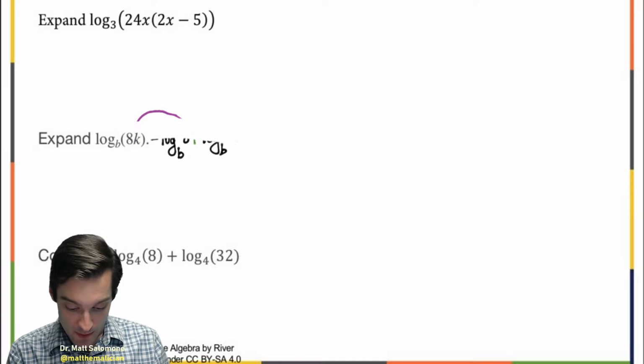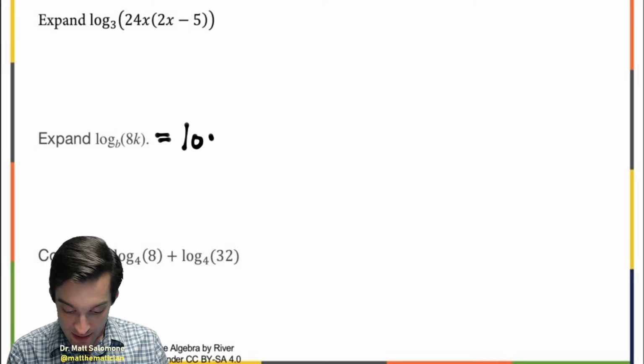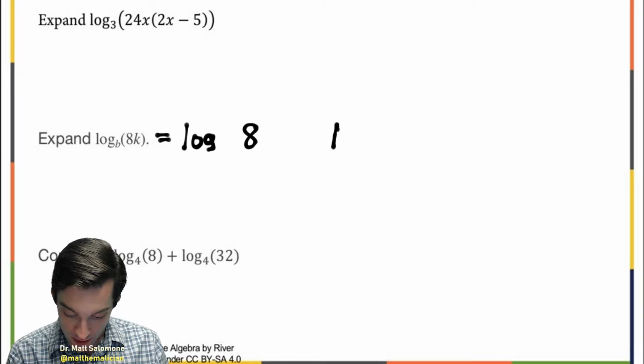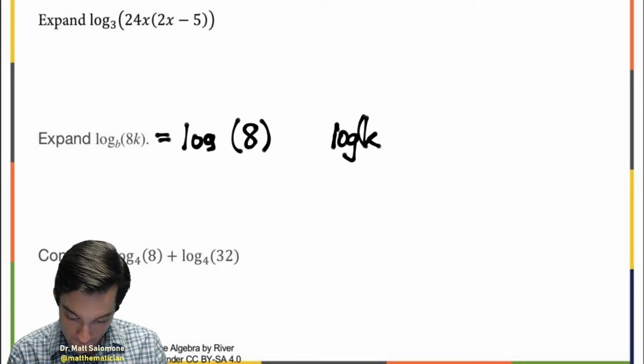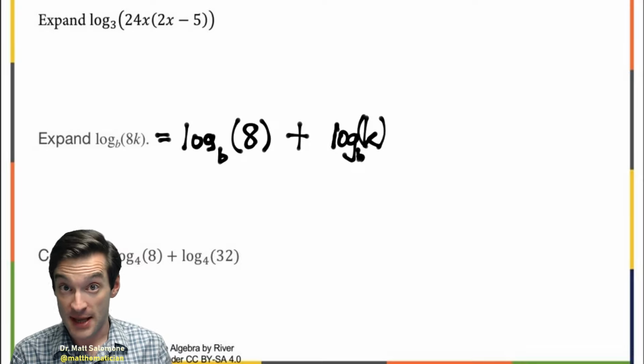So let me rewrite that just to get it a little bit bigger so that it's legible. Log of 8 times k is the same as the log of 8 added to the log of k. And the bases of those logs are both b. There we go. So there's the first sort of simple example.